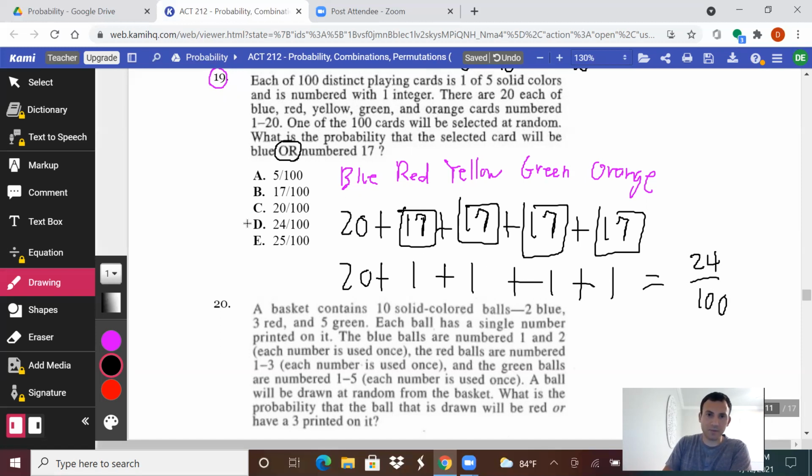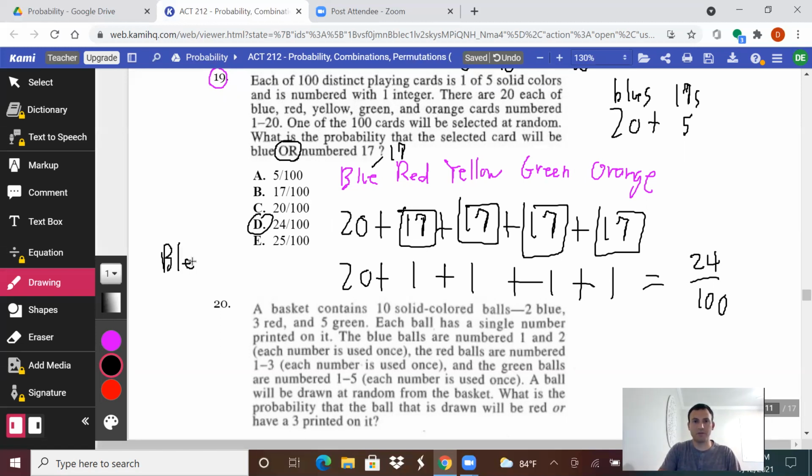The mistake a lot of people make is they go with E. They go, oh, there are 5 17s, because there's also a blue 17, and there are 20 blues. So they go, oh, 20 blues plus 5 17s. But you've got to be a little more careful than that. Why? Because if you do this, one of the 17s is a blue 17.